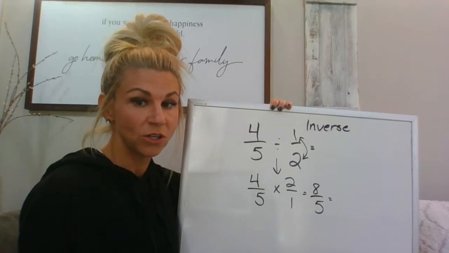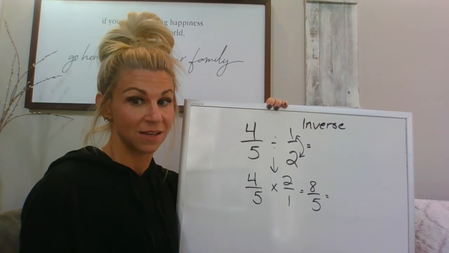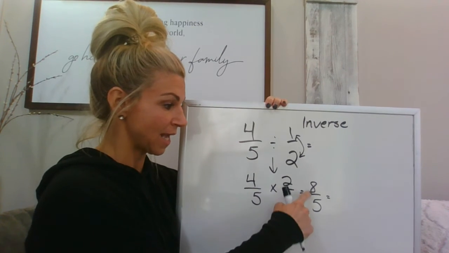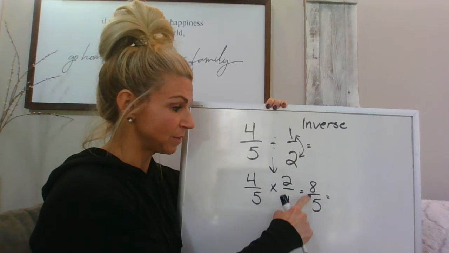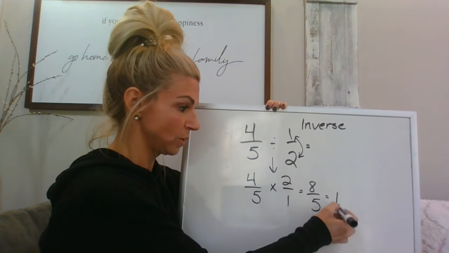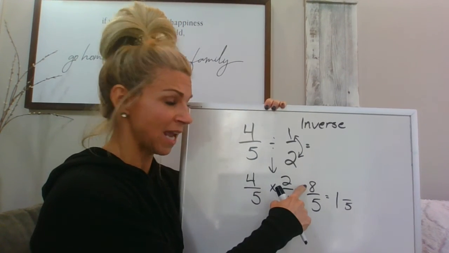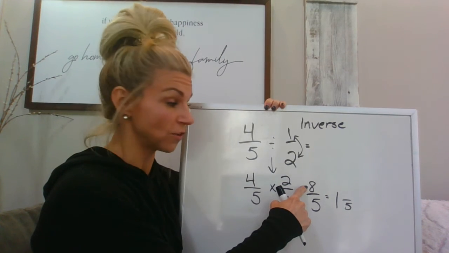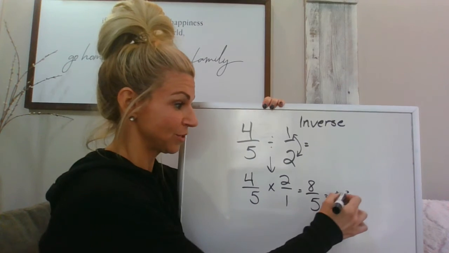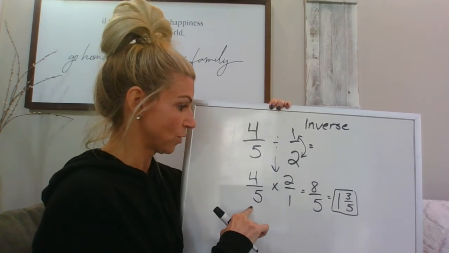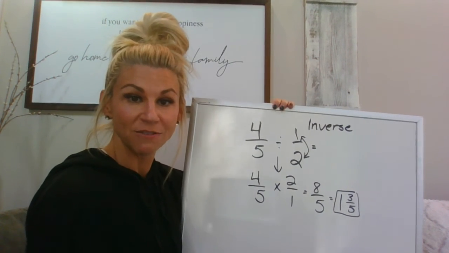Now, let's quick review. How do we turn an improper fraction into a mixed number when it's not going to give us a whole number? Well, 8/5 means the same thing as 8 divided by 5. So how many times does 5 go into 8? Well, one whole time. And then how many fifths would we have as our remainder? Well, 5 goes into 8 one time with 3 left over. So 3 out of 5 remain, and that is our mixed number. So the answer to this problem, 4/5 divided by 1/2, would be 1 3/5.